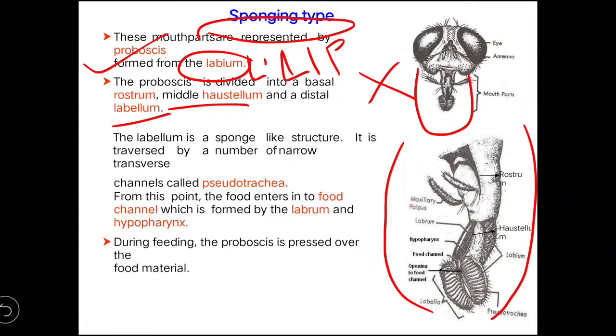You can see this is the basal portion. This portion is known as rostrum, the middle portion is known as haustellum, and the distal portion is labellum. This portion is labellum. You can see the picture.